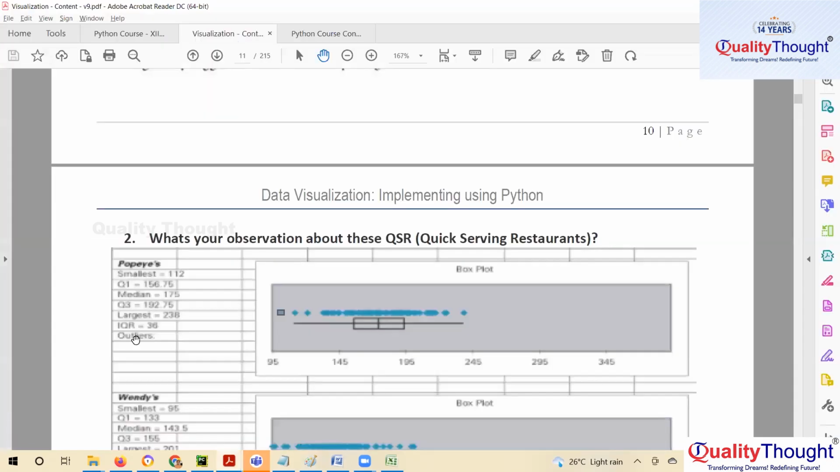Okay, so IQR here, if you subtract Q1 from Q3, 192 minus 156, you get 36. Okay, that is the IQR. So what does this box tell you about Popeyes service time?